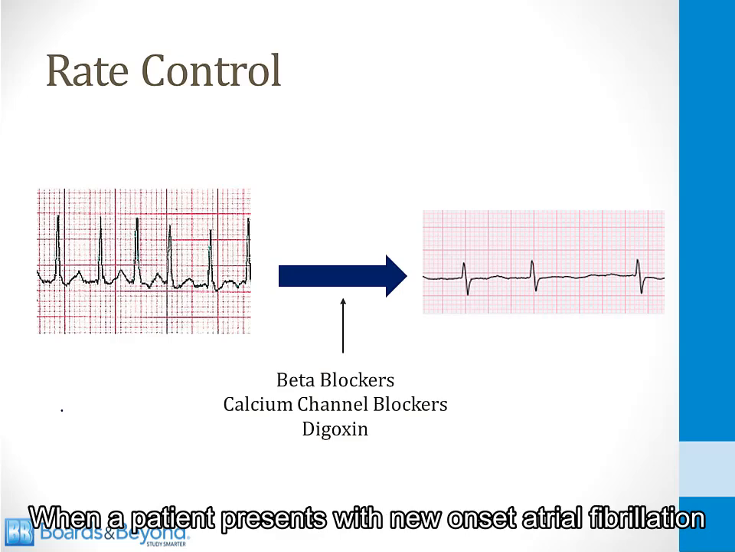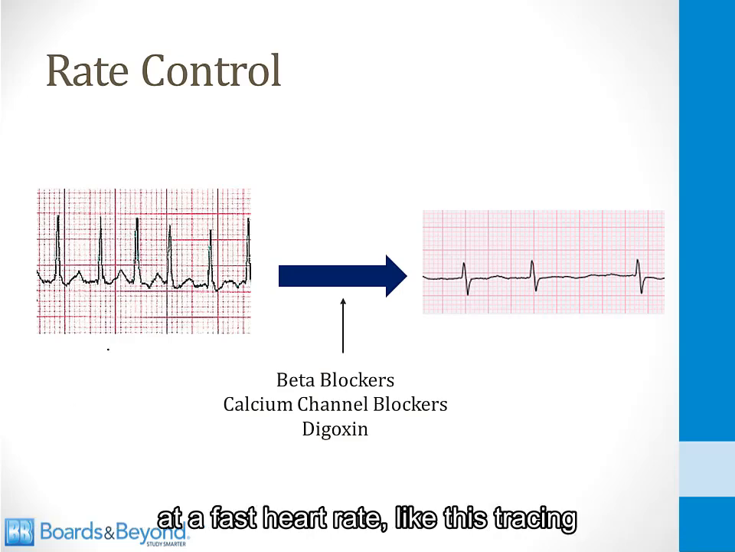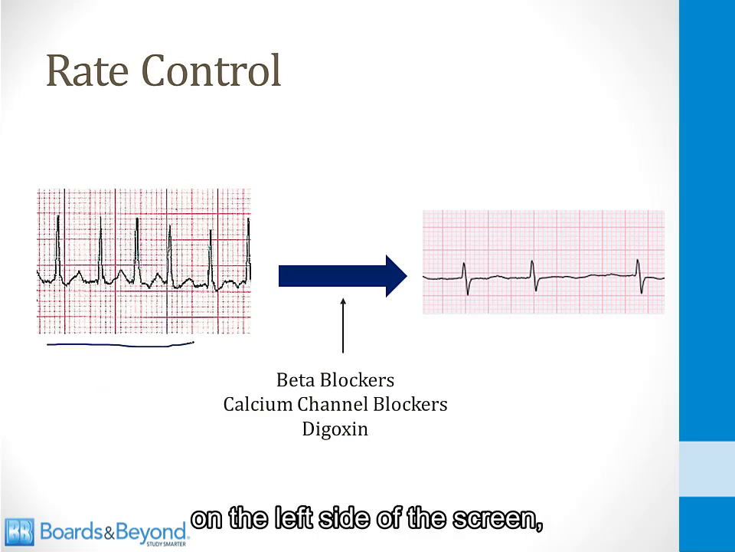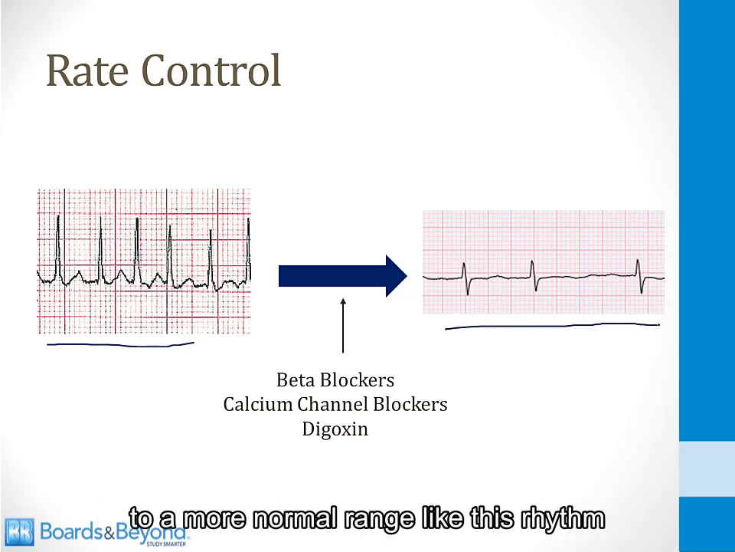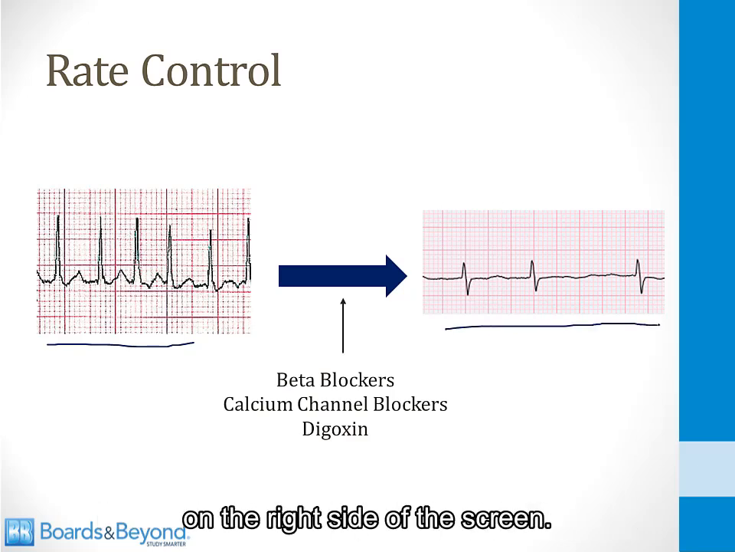When a patient presents with new onset atrial fibrillation at a fast heart rate like this tracing on the left side of the screen, the first thing we do is administer drugs to slow the heart rate. The atrial fibrillation will persist. These drugs will not eliminate the arrhythmia, but they will slow the heart rate down to a more normal range like this rhythm on the right side of the screen.